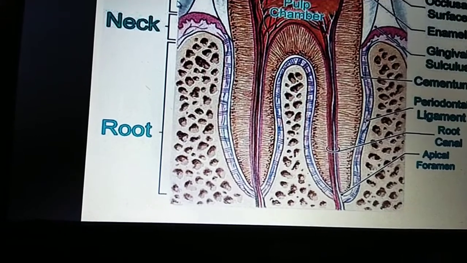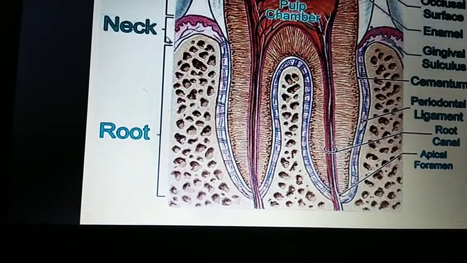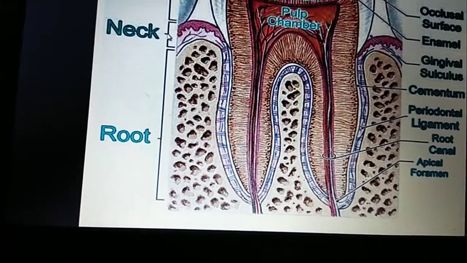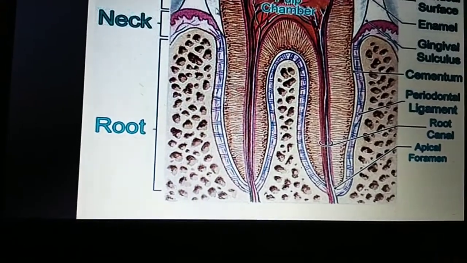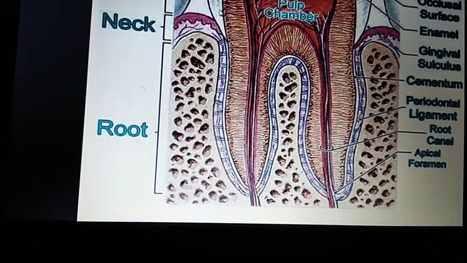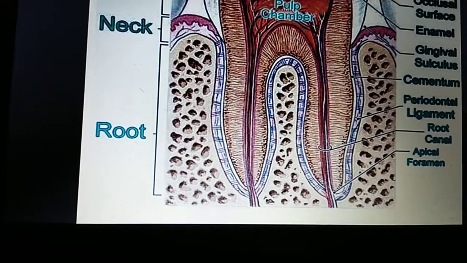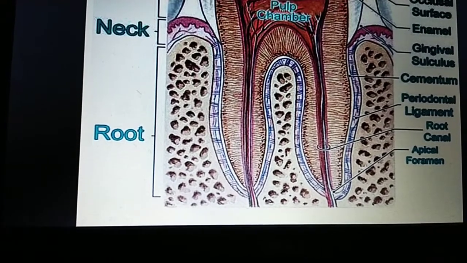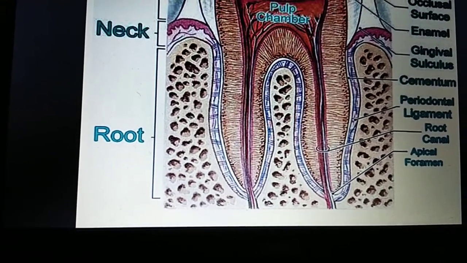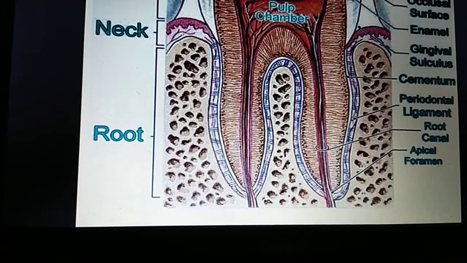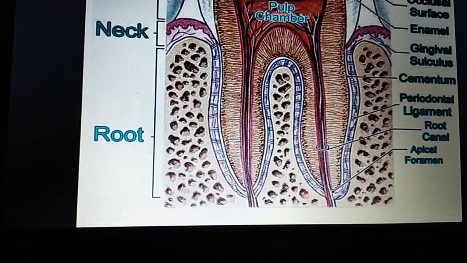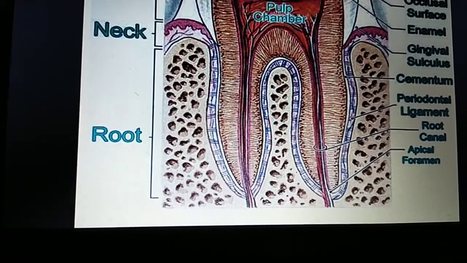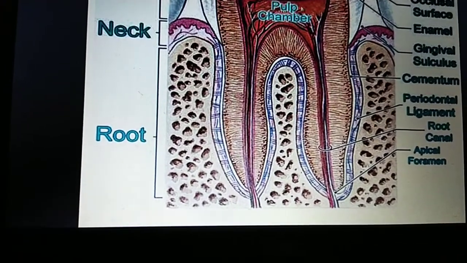In between the crown and the root, the constricted or slightly narrower part of the tooth is called the neck. The anatomical crown means the part which is covered by the enamel. This is the white, hardest structure, harder than the bone. This is the enamel, and this is the covered part. How much of the tooth or dentin it covers, that part is also called the anatomical crown.